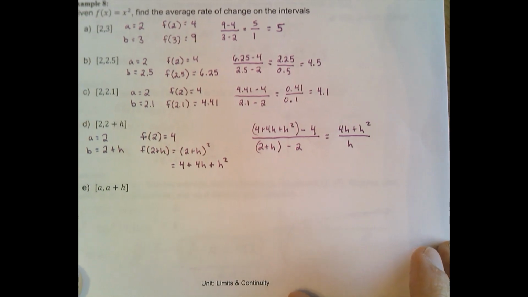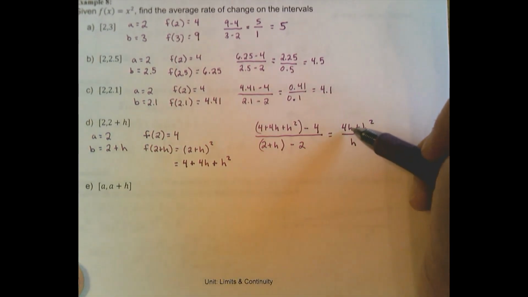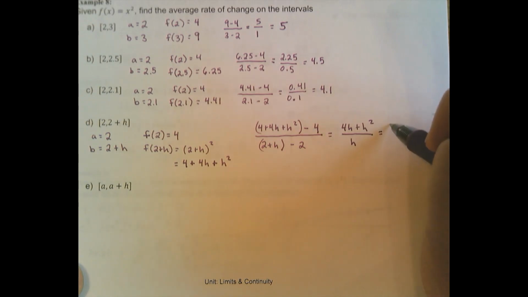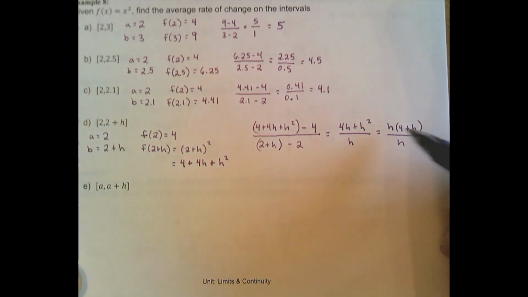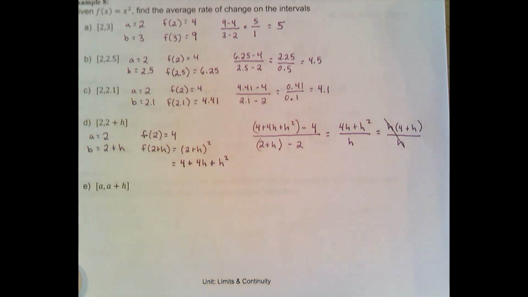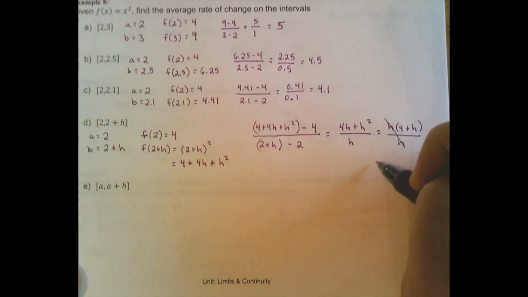If we were to try to simplify this further, I notice that all 3 terms have an h in it, so the h is going to cancel if I factor an h out of the numerator. And that process of factoring the h out of each of those terms allows me to cancel it out of the numerator and denominator, and we find a final answer of 4 plus h.